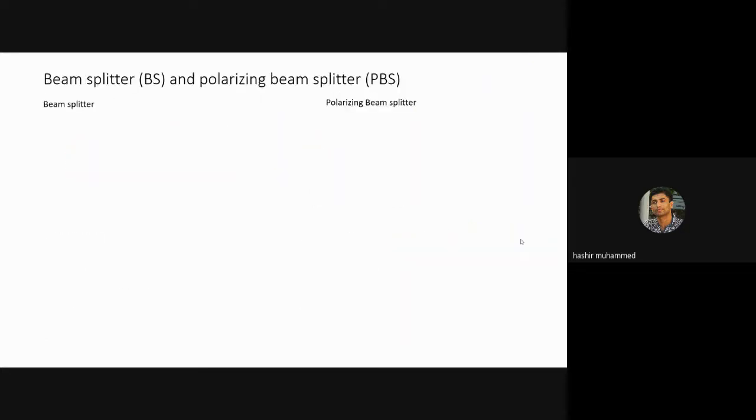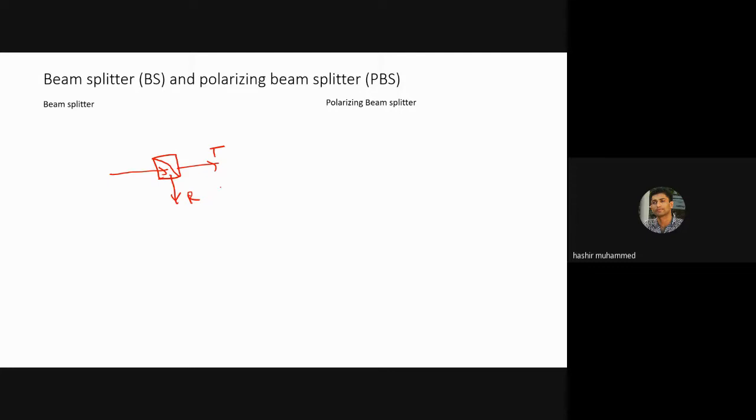So let me come to another two important optical components. They seem very simple components, but they are actually extremely important optical components. You have a beam splitter. Beam splitter, as its name suggests, you have a light beam. Light comes, some part will be transmitted, some part will be reflected. Some amount will be transmitted, some amount will be reflected.